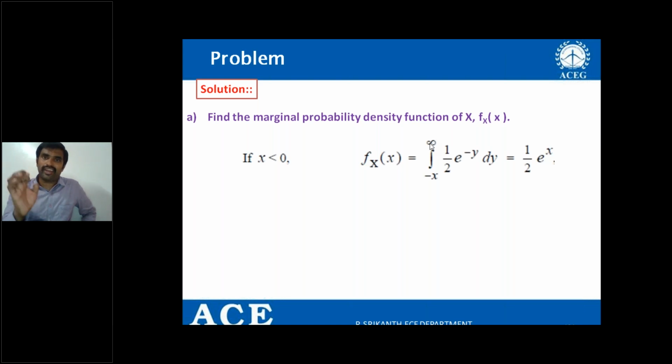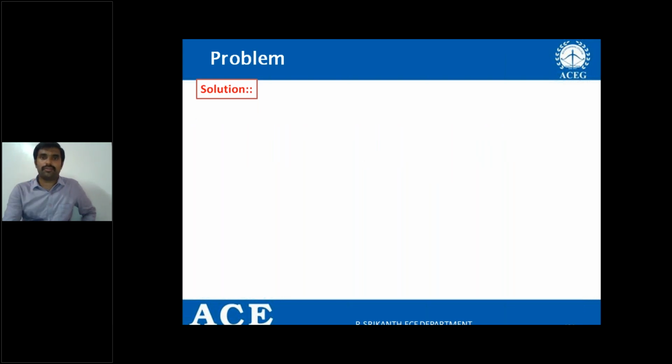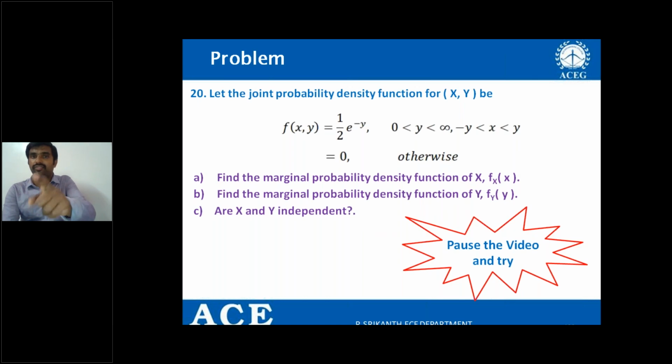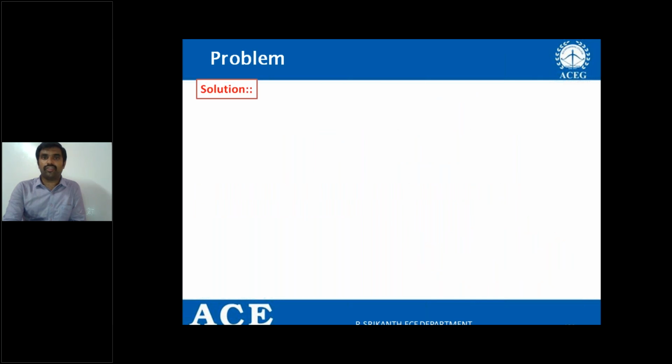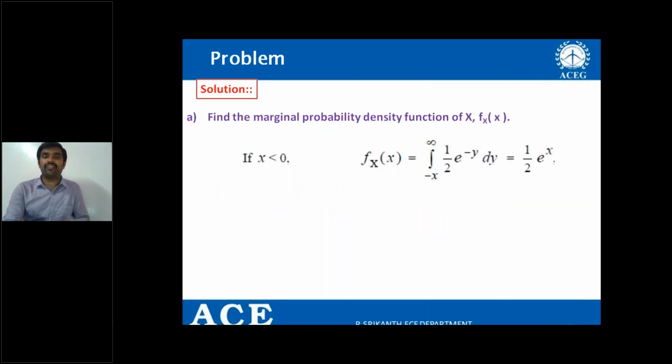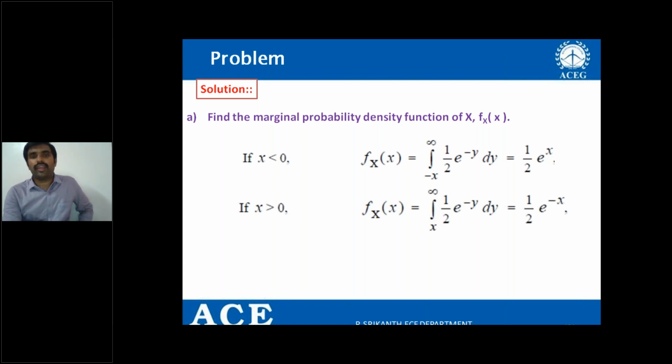Why? Because y limits are always positive limits. What are the limits for y? Always positive, 0 to infinity, right? So if x is negative, the limits will be from minus x to infinity. If I integrate, the resultant will be 1 by 2 into e power x. Similarly, for positive x, no need to worry, since y limits are always positive values, therefore from x to infinity, it will be 1 by 2 e power minus x.